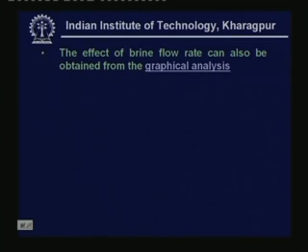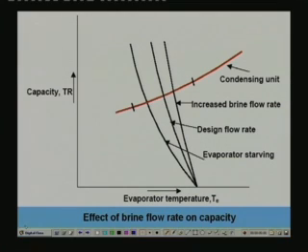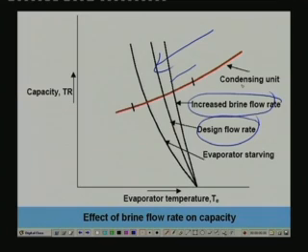The effect of brine flow rate can also be obtained from the graphical analysis. Let us say that this is the design flow rate, so this curve is for the design flow rate. Now the flow rate increases. Let us say that this is the increased flow rate curve. What happens to the capacity? When you keep all other parameters constant and increase the brine flow rate, the heat transfer coefficient on the brine side increases, because increasing the flow rate means increasing the velocity. Once the heat transfer coefficient increases, overall heat transfer coefficient increases, and the capacity of the system increases.